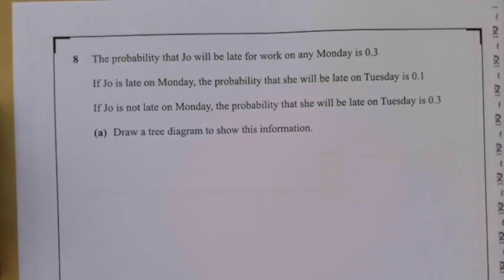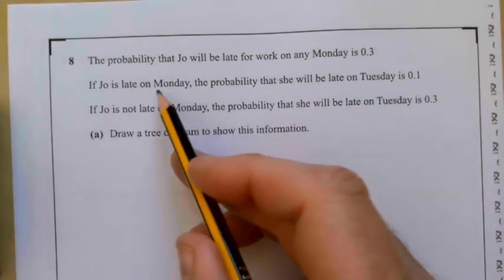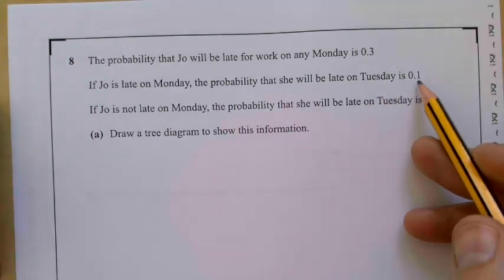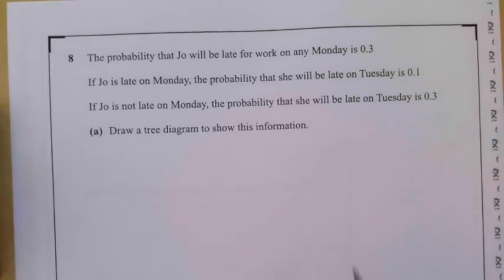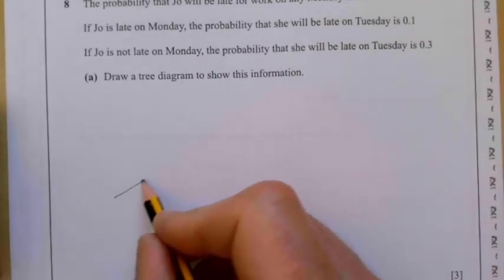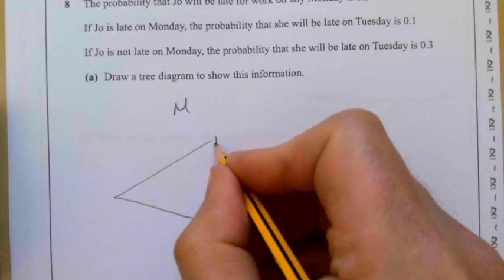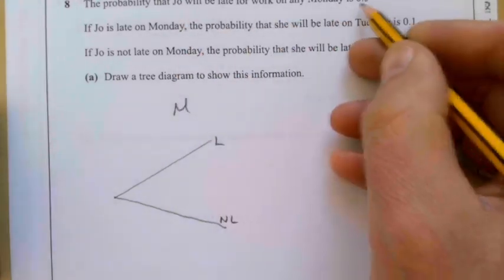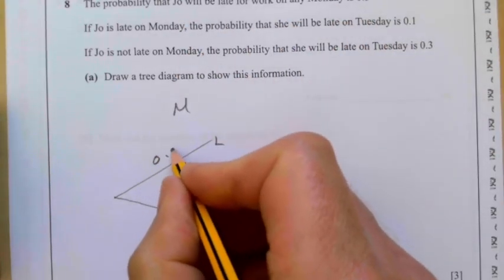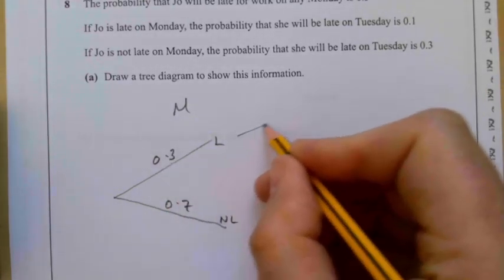Question 8. The probability that Joe will be late for work on any Monday is 0.3. If Joe is late for work on Monday, the probability she'll be late on Tuesday is 0.1. If Joe is not late on Monday, the probability she'll be late on Tuesday is 0.3. Draw a tree diagram to show this information. So this is going to be our Monday, and then late, and then not late. Late for work on Monday is 0.3, and then this would be 0.7, taking that away from 1.